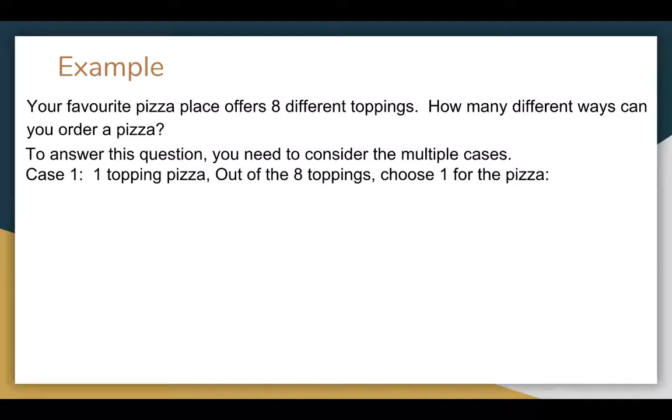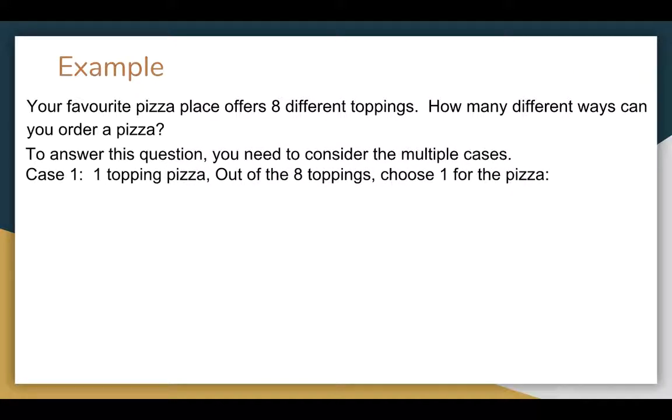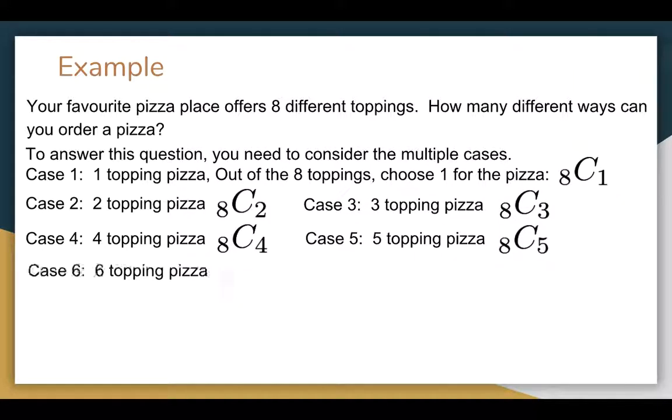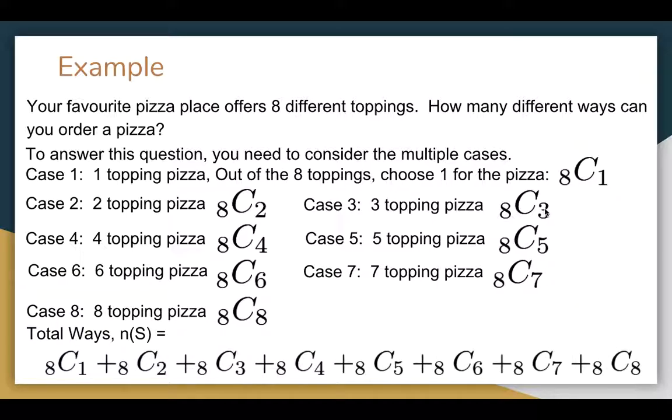To answer this, you're looking at multiple cases. You can take one topping and think about all the different kinds of pizza you can have. Now it doesn't say this, but let's assume that you have to have one topping. Out of the 8 toppings, we choose one, so it's 8 choose 1. Two toppings is 8 choose 2, 3 toppings 8 choose 3, and so on. You could do 8 choose 0 too and have a no topping pizza, but the total number of ways is 8 choose 1 all the way to 8 choose 8.